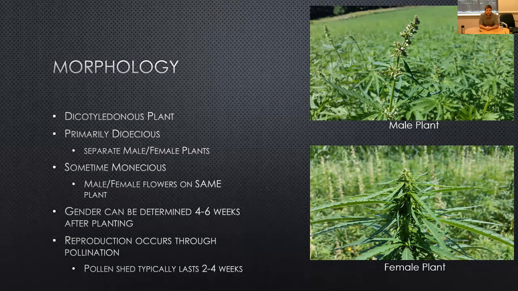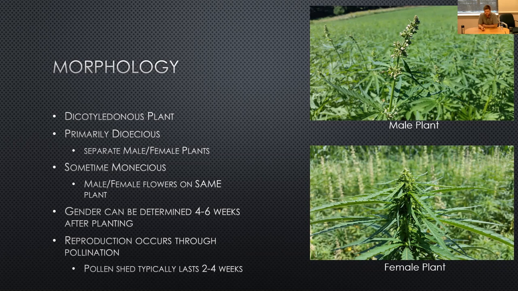Usually the gender can be identified within 4 to 6 weeks after planting. Usually the males will be the first to be identified, with the females coming shortly thereafter. Reproduction does occur through pollination. Pollination can usually last between 2 to 4 weeks. Once pollination has finished, 100% of the male plants will completely die. So at harvest time, with a grain crop specifically, you will only have female plants that will be actually alive at harvest.